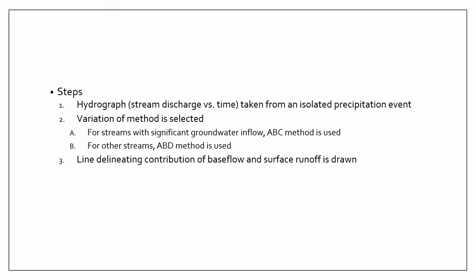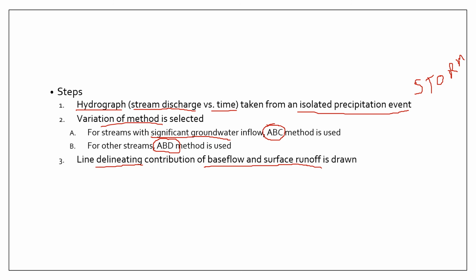All right. Now, the steps of your base flow method are as follows. So you take a hydrograph. A hydrograph is just a plot of your stream discharge versus time for a particular rainfall event, such as a storm. The most ideal is a storm. And then you select a method depending on your situation. If your stream is getting a lot of groundwater inflow, you use the ABC method. If you're not getting a lot of groundwater inflow, you can use the ABD method. And then step 3 is you just delineate the boundary between your base flow and your surface runoff.